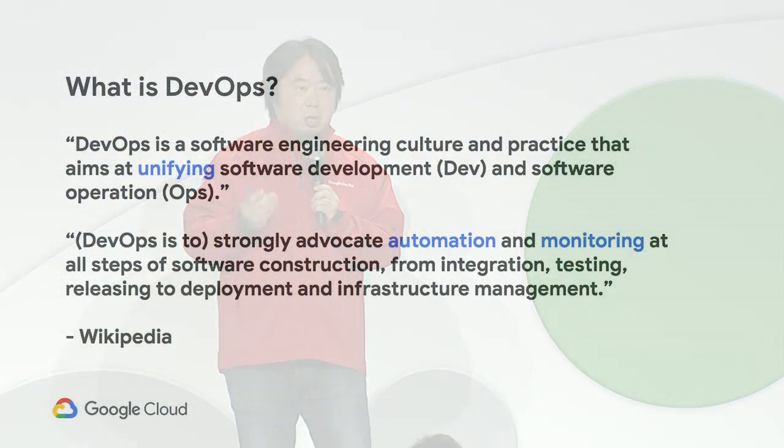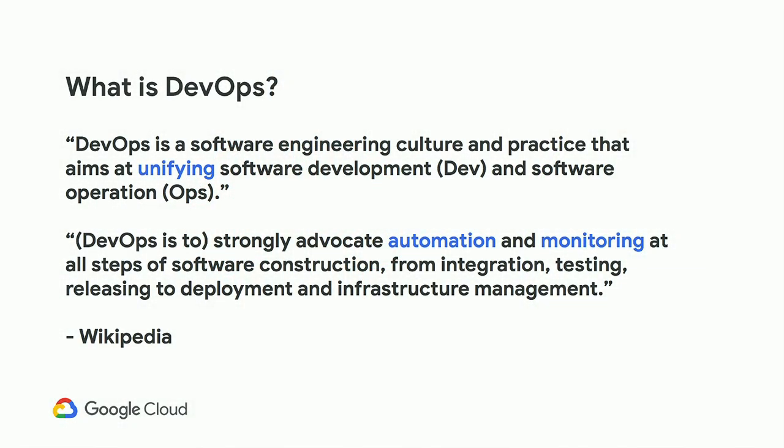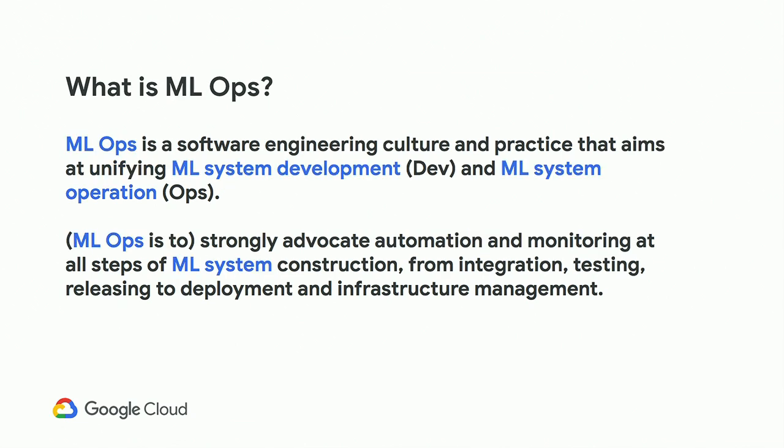And there are so many different problems you'll be facing. And we thought the practice of the DevOps may help us. So what is DevOps? The DevOps is all about unifying the dev and ops, and especially focusing on the automation and monitoring. So you can apply the same concept when you are building the production machine learning systems. So we call it ML Ops, DevOps for ML.